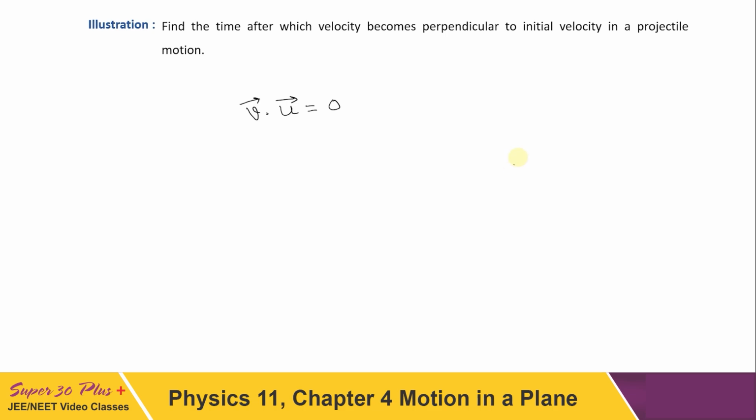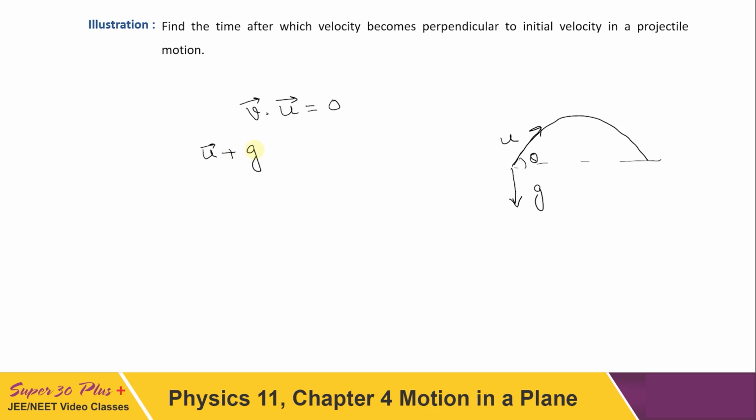If I draw projectile motion, you are all familiar with this kind of motion. This is the initial projection velocity and this is the angle of projection. As you know, g always has to be vertically downward. Now we have to write v in vector form. As we know, v is equal to u plus at, which can be written in vector form even for 2D motion. So in place of v, we can write u plus gt.